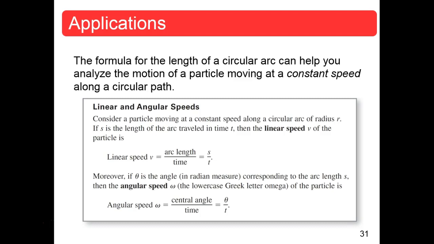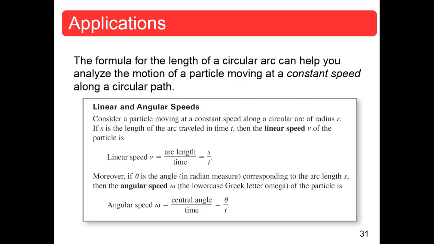bottom of this page, here's another application. The formula for the length of a circular arc can now help you analyze the motion of a particle moving at constant speed along a circular path. And this is going to relate your linear speed with your angular speed. What do we mean by linear speed? That would be how many inches per second, meters per second, millimeters per second, miles per hour, whatever. That's what we mean by linear speed.